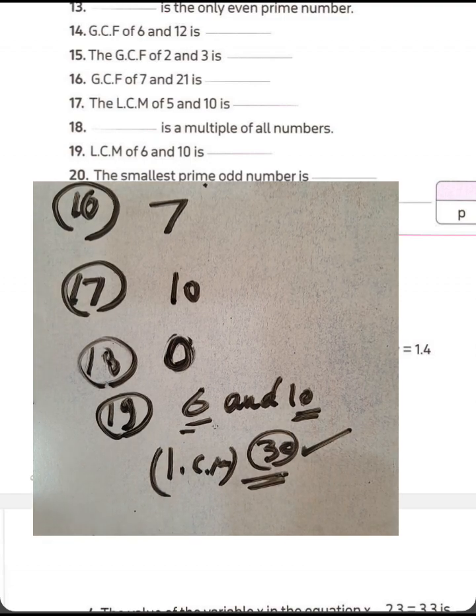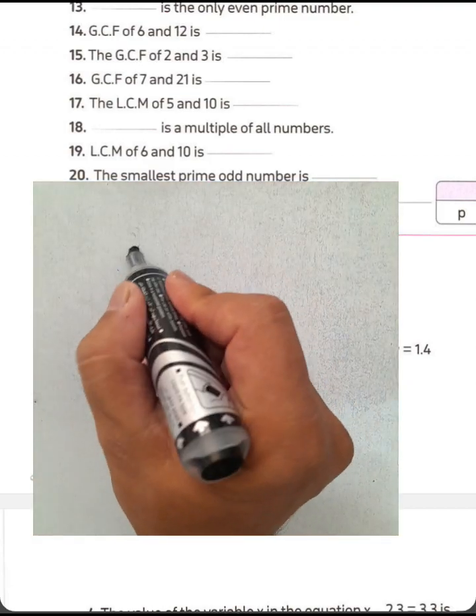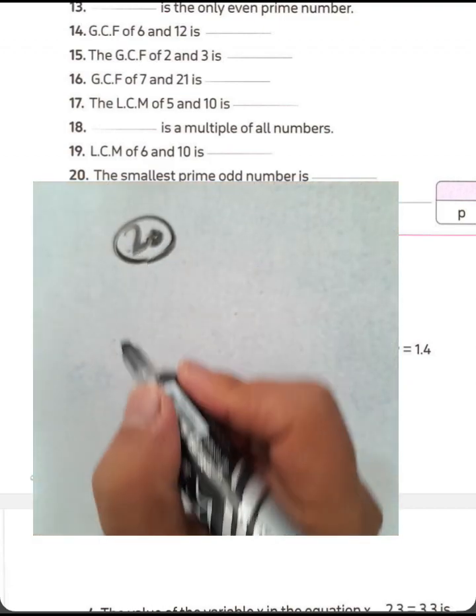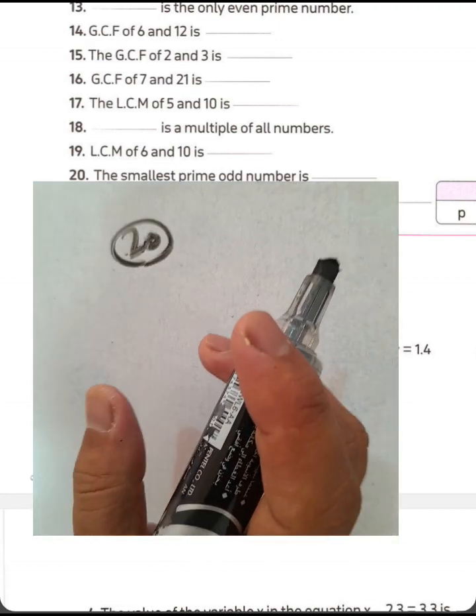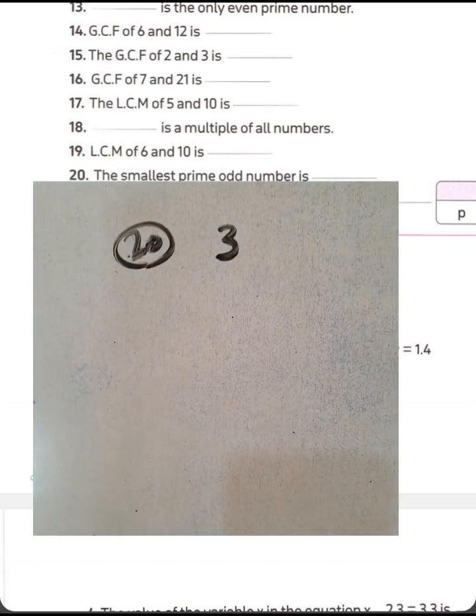Question 20. The smallest prime odd number will be 3. You know prime numbers, such as 2, 3, 5, 7. The smallest prime odd number will be 3, but the smallest prime even number is 2.